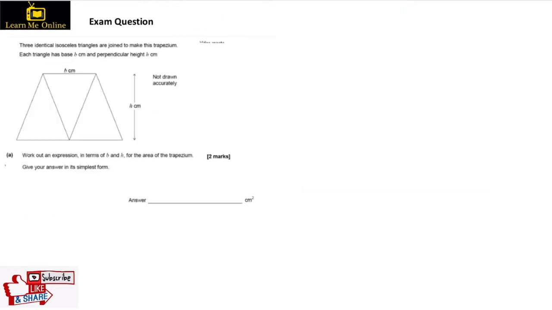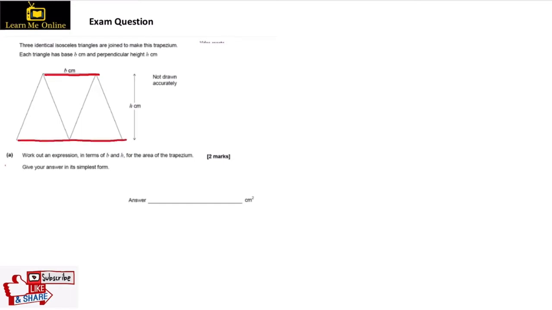Now here we see that it is a trapezium. Now let's see what it's asking. Three identical isosceles triangles are joined to make this trapezium. Each triangle has a base of b centimetres and a perpendicular height of h. So we know that the base is b centimetres and the perpendicular height is h. First of all, I'm going to label which are the two parallel lengths. So this is and this is parallel to each other.